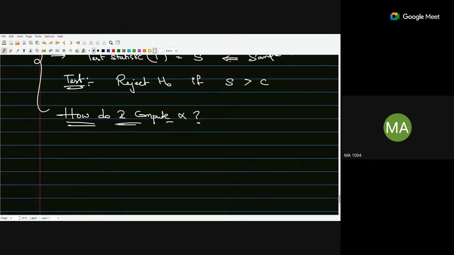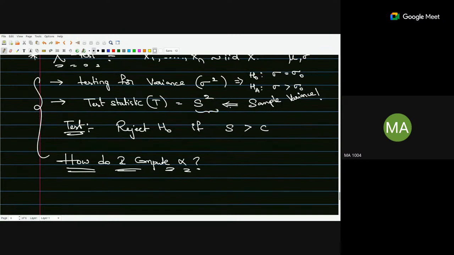In order to compute alpha, I don't know the distribution of this S square, so somehow I have to convert it into a very well-known distribution. I cannot bring S square to standard normal because standard normal is from minus infinity to plus infinity, and S square is just a positive quantity, so it cannot fit into standard normal. Agreed? The T distribution doesn't work either. So the only thing I can think of is another distribution closely related to S square, and it turns out there is one, called the chi-square distribution.